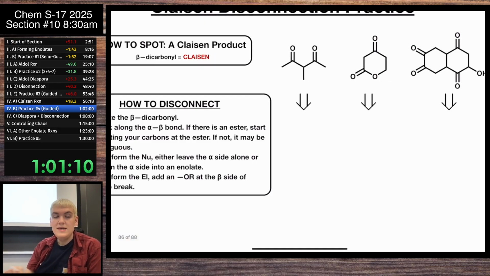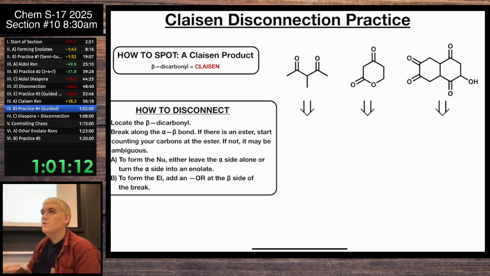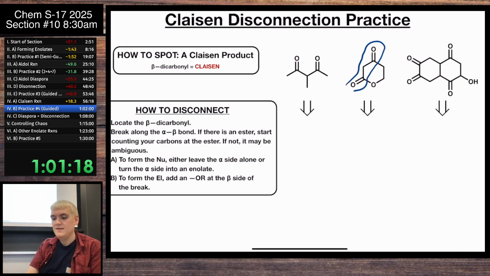So the product functional group that we are looking to spot for a Claisen is a beta dicarbonyl. Do we have a beta dicarbonyl? Yes, we do indeed. So there are two ways that we could number it. We could do alpha beta, like this in red, or we could do alpha beta, like this in blue. And the important part here is whatever we call our alpha side, alpha is going to be the nucleophile.